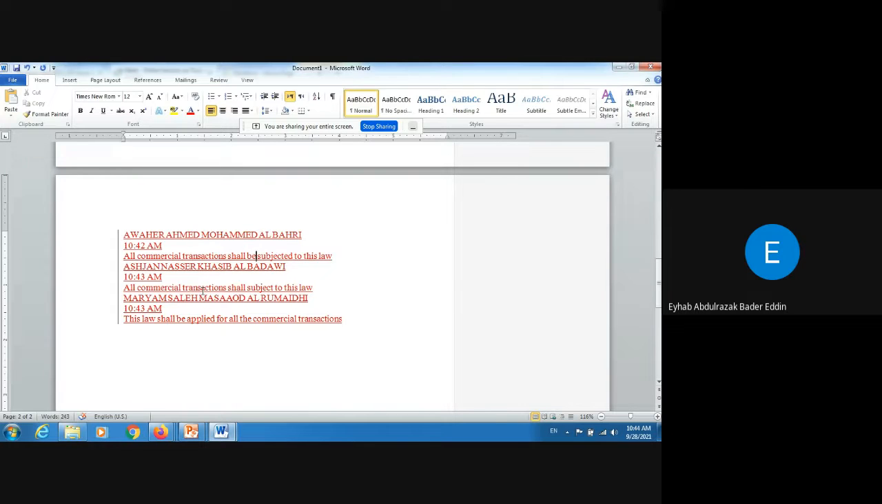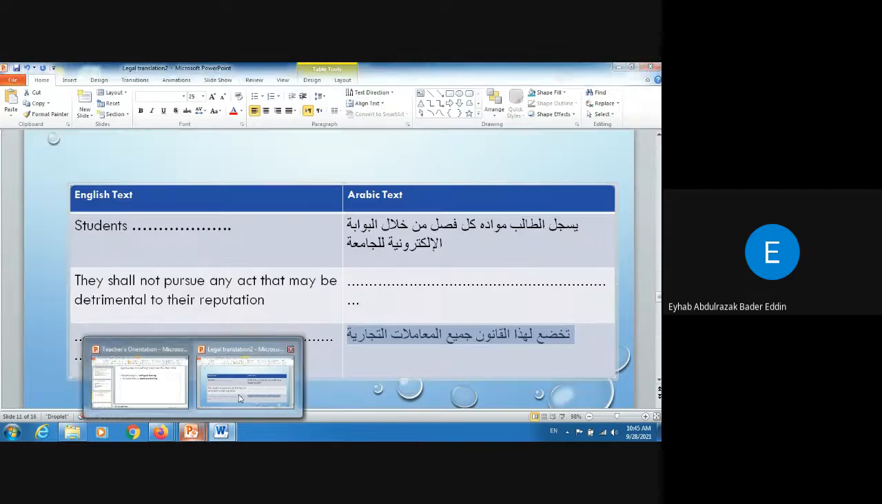As Jan says, all commercial transactions shall be, or shall be subject to this law. Mariam says this law shall be applied. You translated it the other way around, but it's fine: shall be applied to all commercial transactions. Excellent. So you have to be careful about using the prepositions. Any questions you would like to raise?